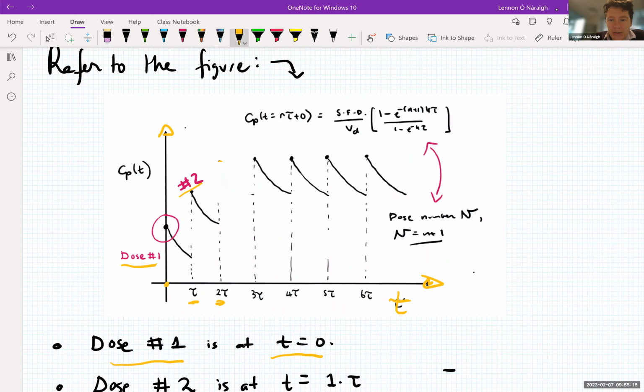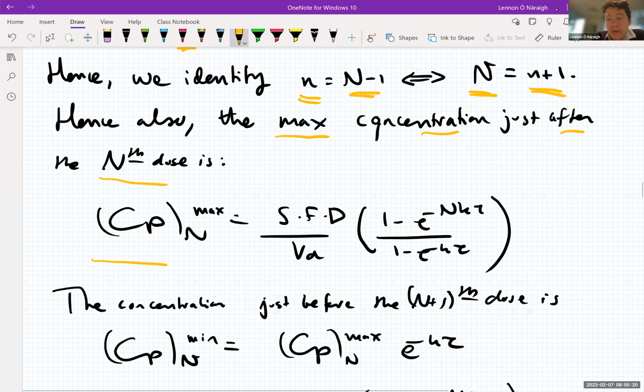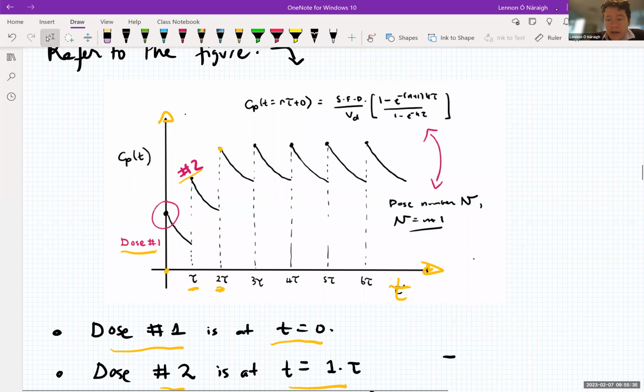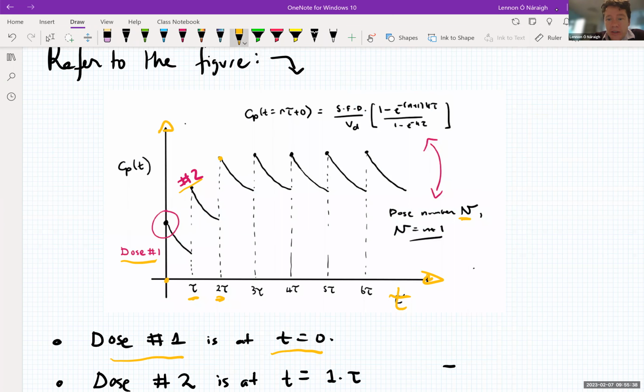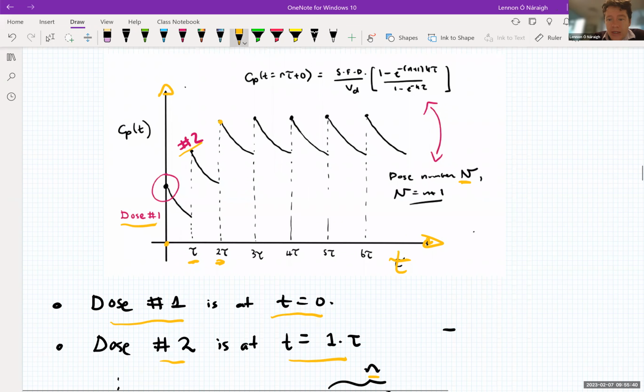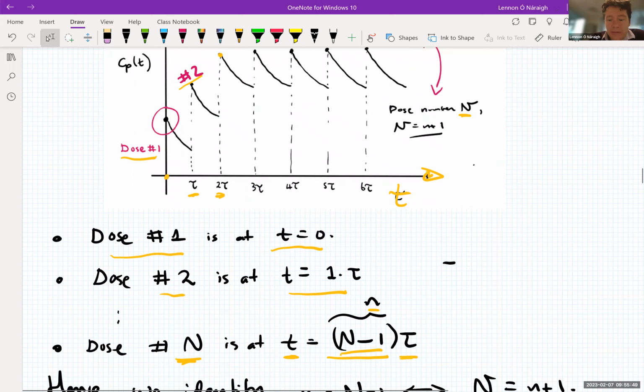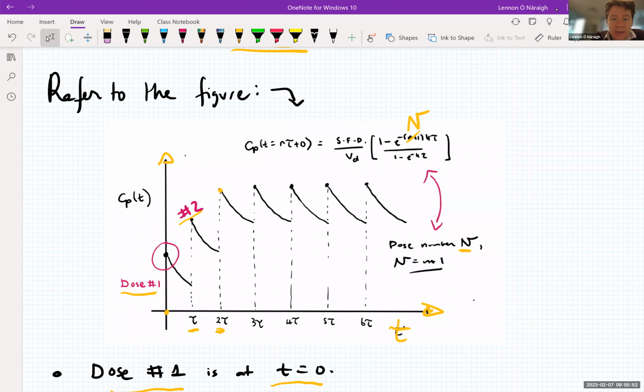We look at the maximum concentration. The notation here is new. Cp max just after the Nth dose is SFD over Vd, 1 minus e to the minus N k tau over 1 minus e to the minus k tau. So the idea is that big N is the dose number, identified with little n plus 1, so I get rid of the little n now because it's slightly confusing. And then this is Cp max N.